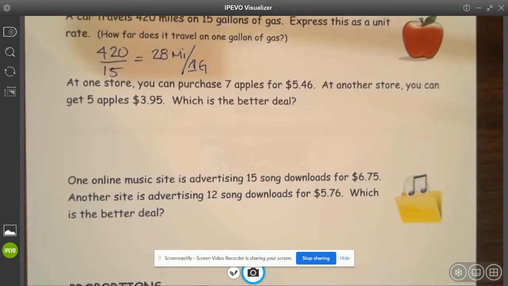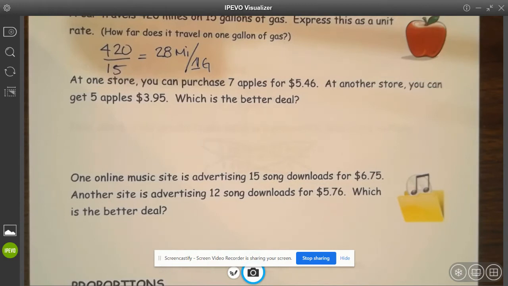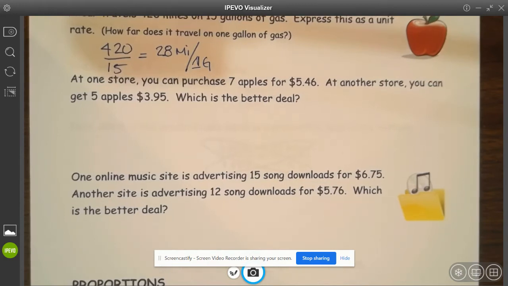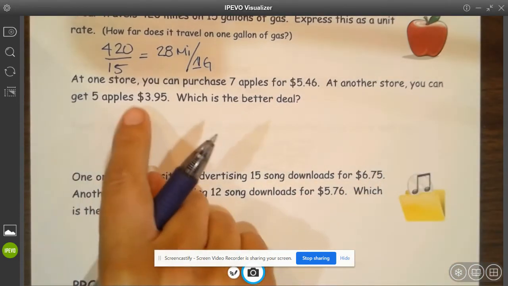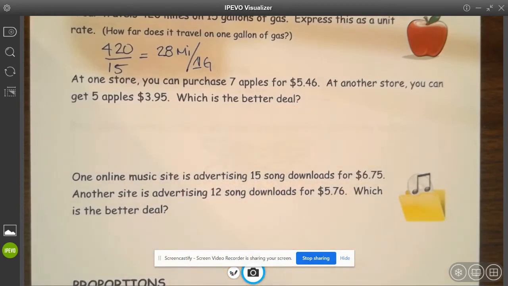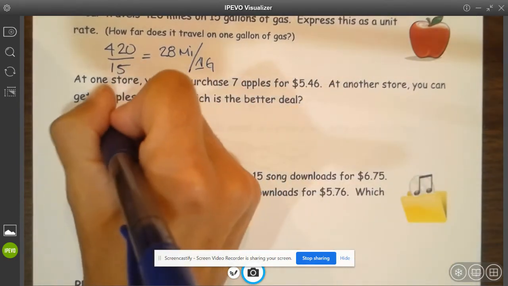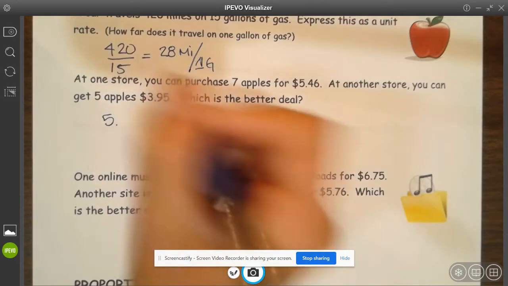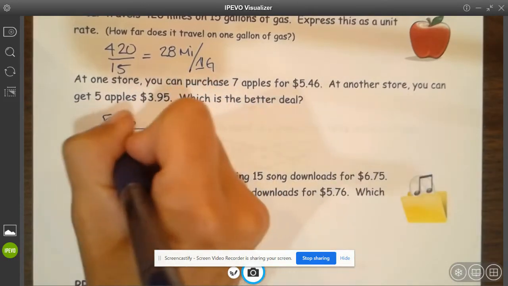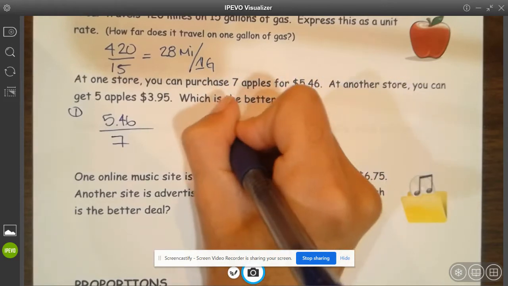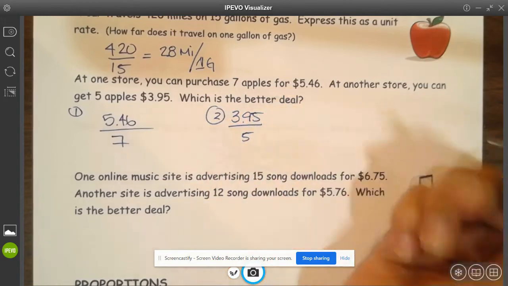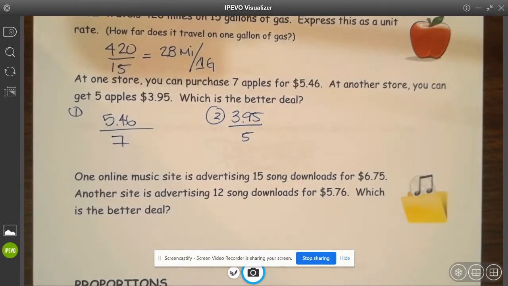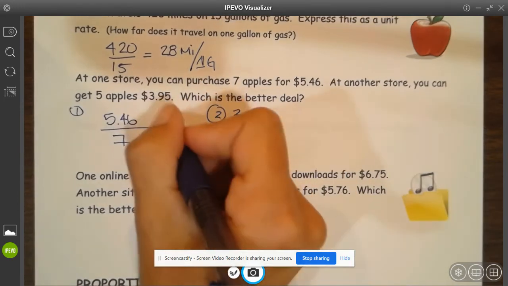And that's it. At one store, you can purchase 7 apples for $5.46. At another store, you can get 5 apples for $3.95. Which one is the better deal? All right, we put the money on top: $5.46 for 7 apples. That's the first deal. The second deal is $3.95 for 5 apples. And then you divide. 5.46 divided by 7, that is 0.78.